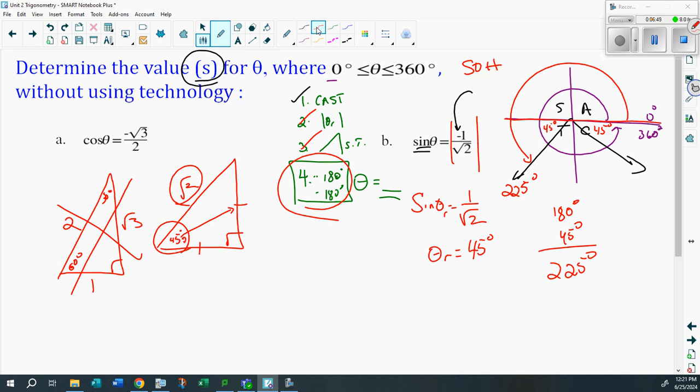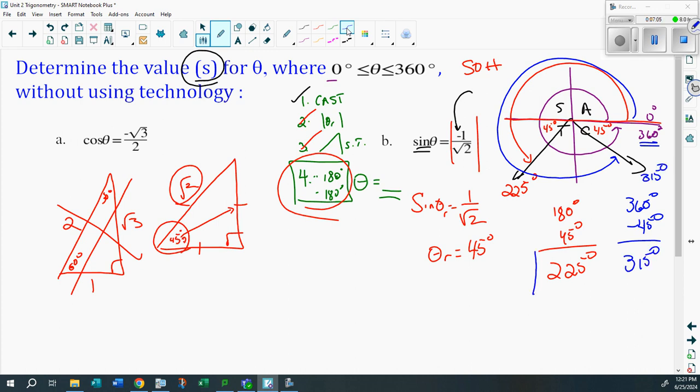Now, for the other one, if you think about it, it's all the way around to here, which again is off 360. So 360 degrees, take away the 45 degrees, gives you your 315 degrees. So your two angles are 225 and 315. If you don't believe me, throw it in your calculator and you'll see the exact same result.